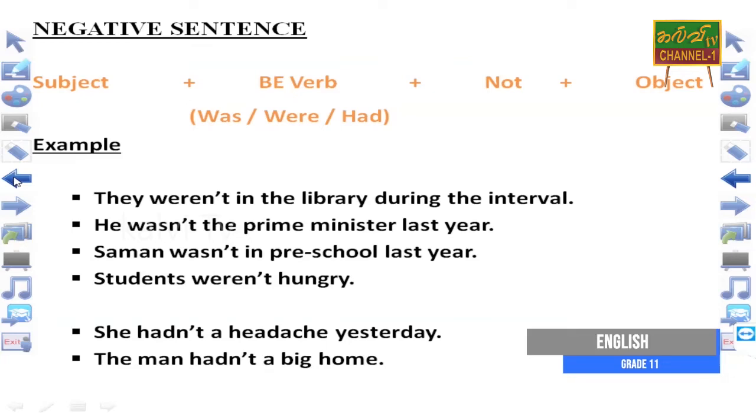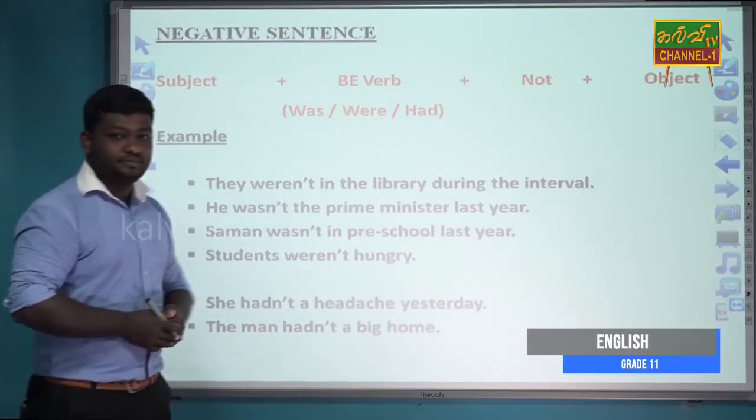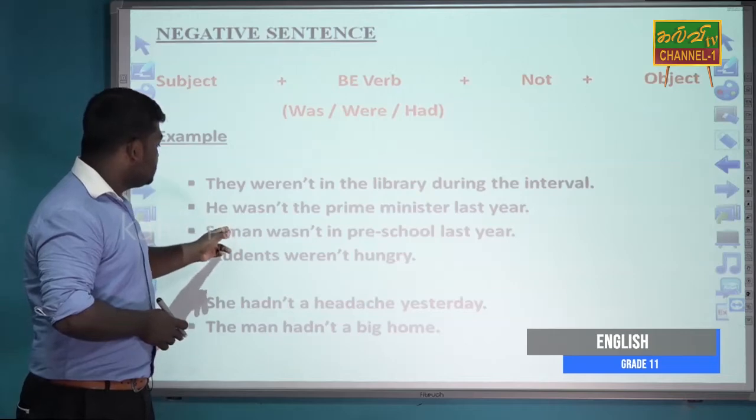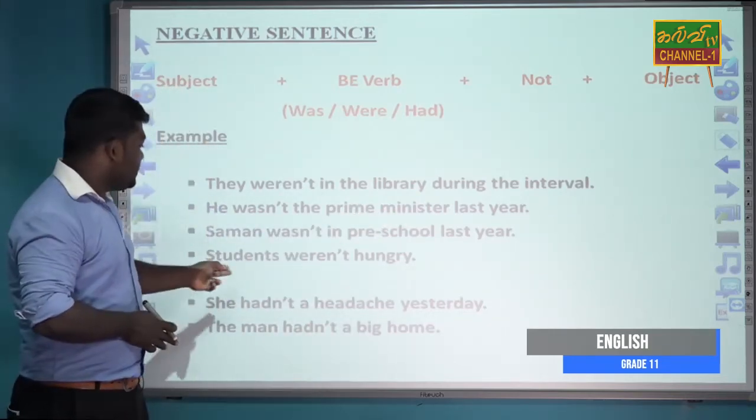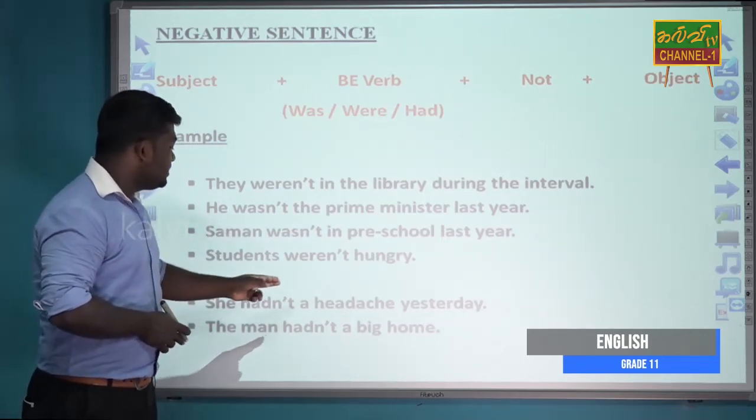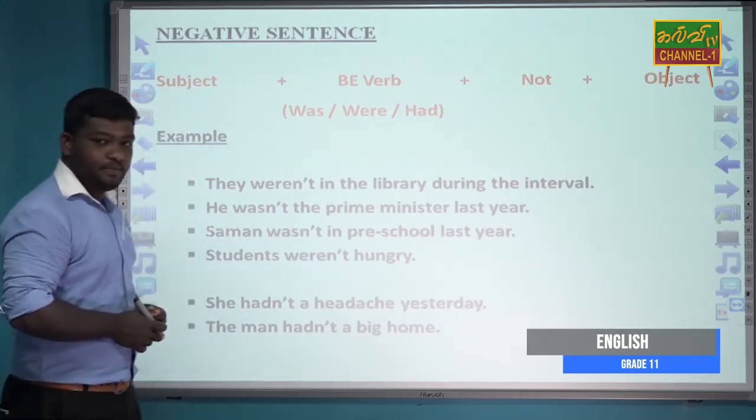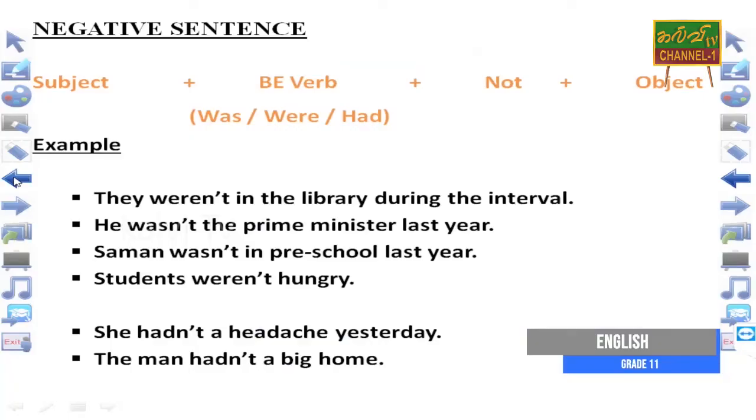Look at the examples. They weren't in the library during the interval. He wasn't the Prime Minister last year. Someone wasn't in the preschool last year. Students weren't hungry. She hadn't a headache yesterday. The man hadn't a big home. Here we are using the contracted form of the helping verbs.